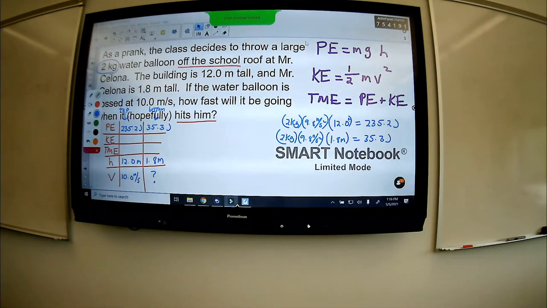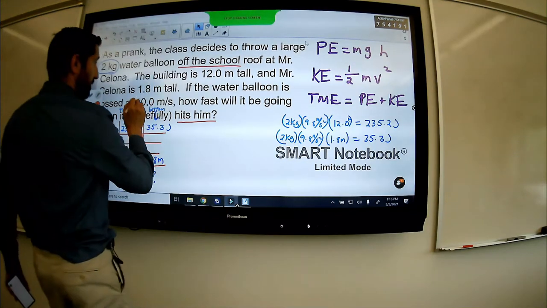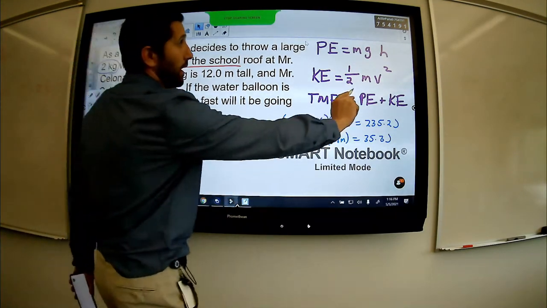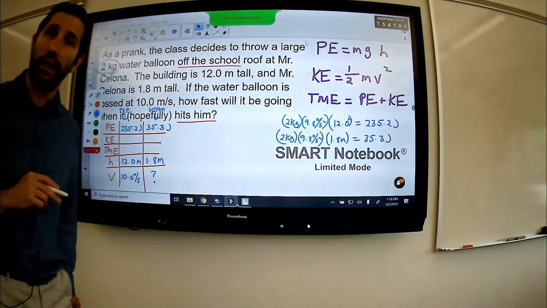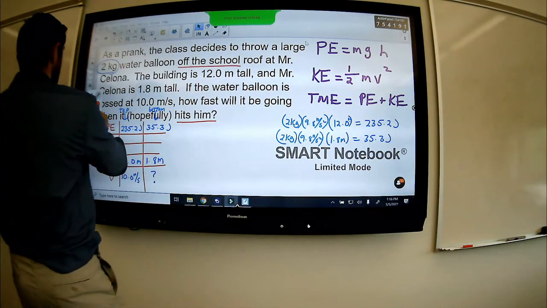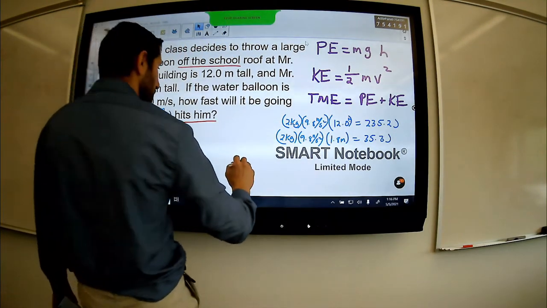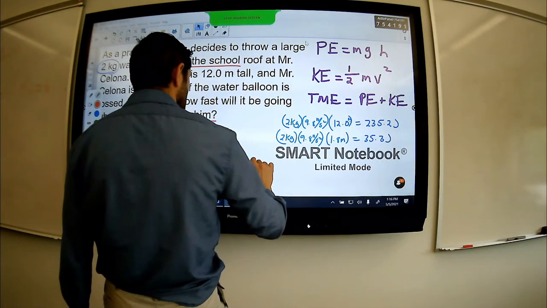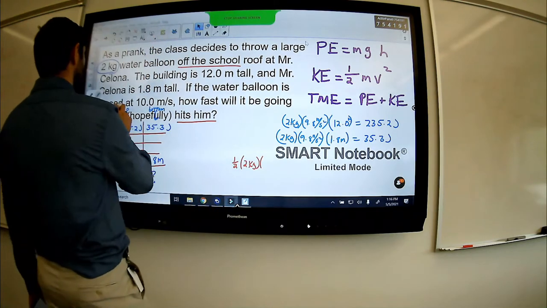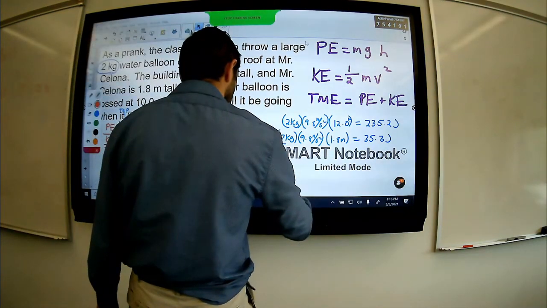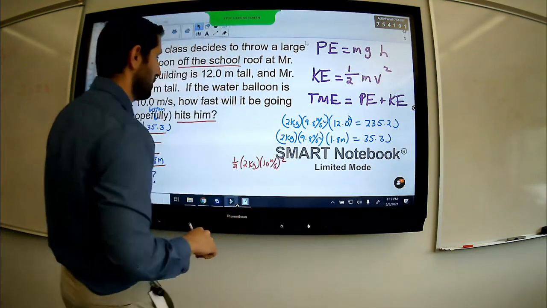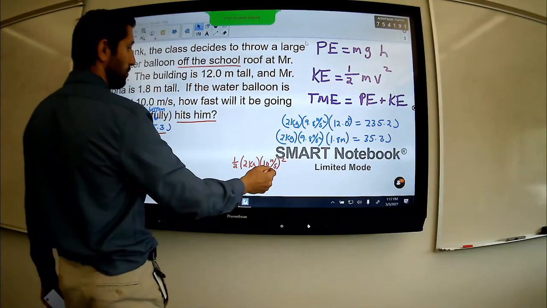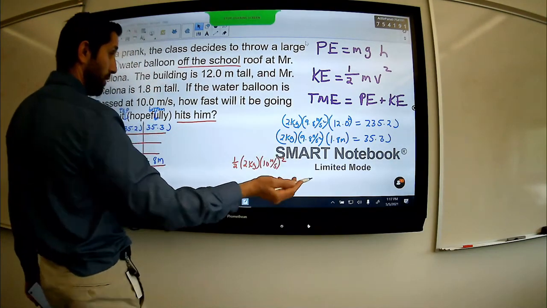Okay, also notice that I know the velocity at the beginning, and I can calculate kinetic energy based on that. All right, so I'm going to change colors here, and I'm going to do kinetic energy: 1/2 the mass times the velocity squared. So 10 squared is 100 times 1. We get 100 joules.